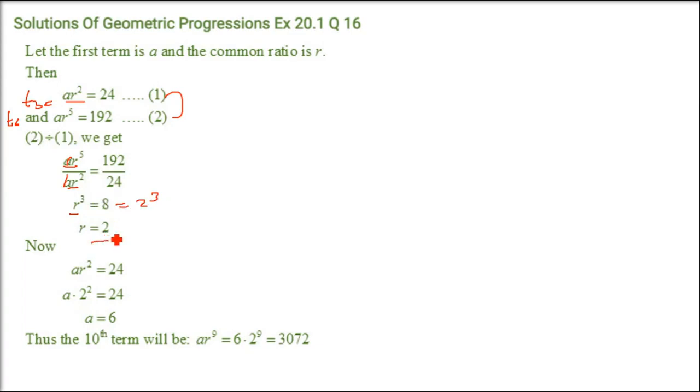Now R is 2. Now you have to find A also. You have found R, you have to find A. So just put in AR square equals 24. R just put as 2. Now you get A as 24 by 4 and that is 6. A is 6. Now the 10th term will be AR to the power 9. A10 is AR to the power 10 minus 1, 9. A is 6 and here 2 to the power 9 and you get 3072. This is the result.